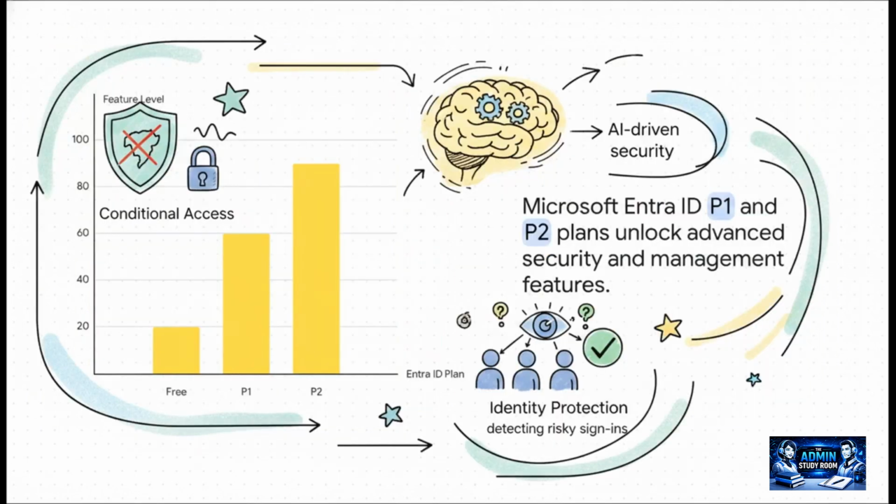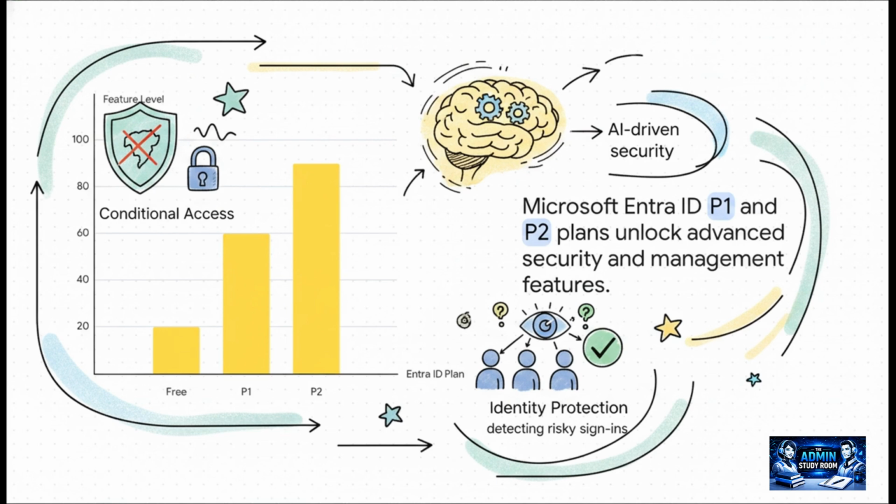Now, not all Entra ID is created equal. The free version is fine for basics, but the real magic happens with the P1 and P2 licenses. P1 gets you something called conditional access, which lets you create these powerful if-then rules. Like, if a user is signing in from a weird location, then you'd better make them use multi-factor authentication.